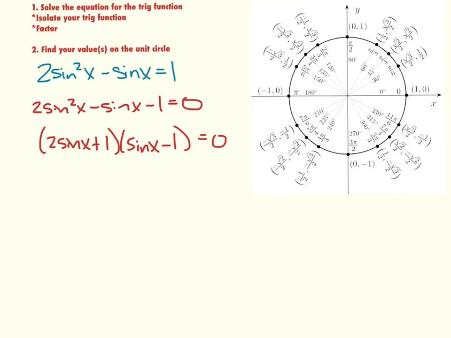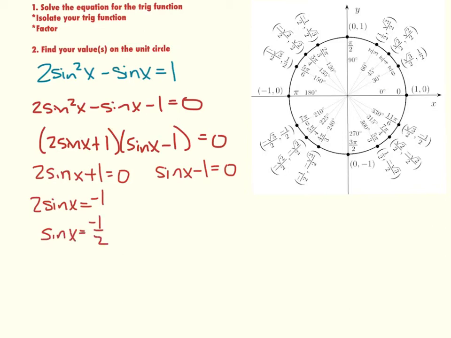Okay, so I'm going to set each of those equal to 0. So 2 sine x plus 1 equals 0, and sine x minus 1 equals 0. So now I've just got two equations. 2 sine x equals negative 1. So I've got sine x equals negative 1/2, and sine x equals 1. So I'm looking for any time when the y is negative 1/2 and when the y is 1.